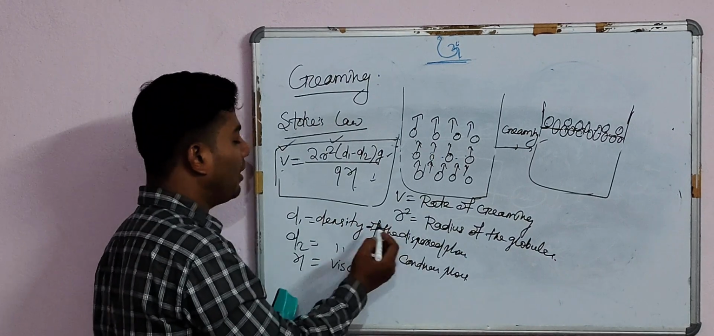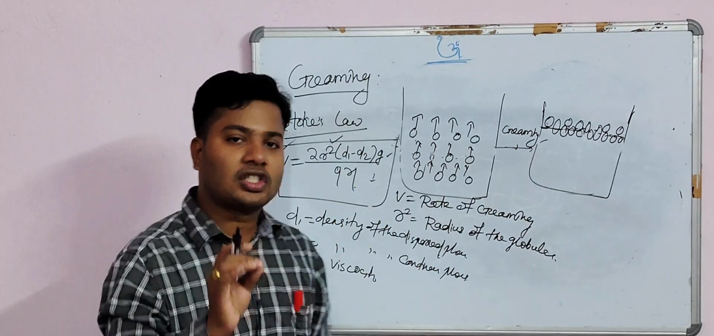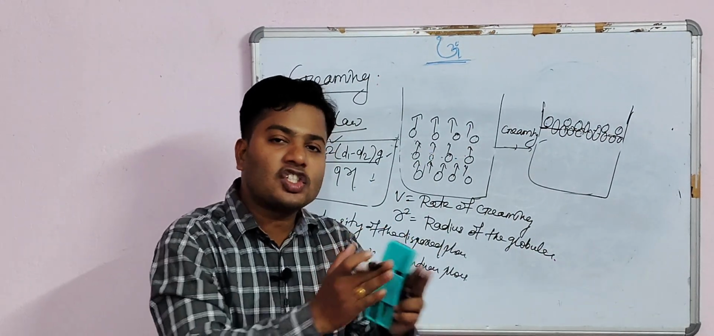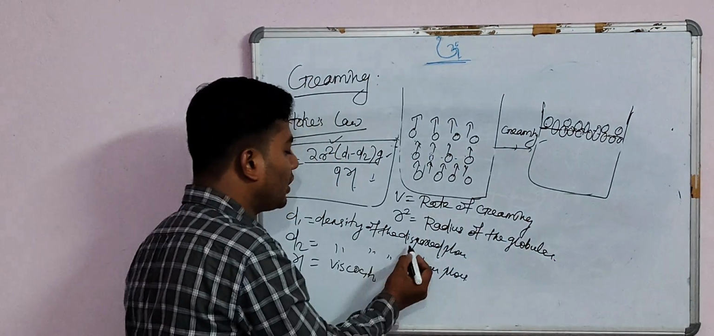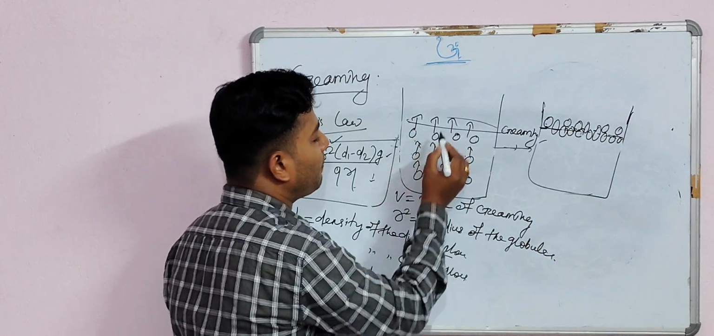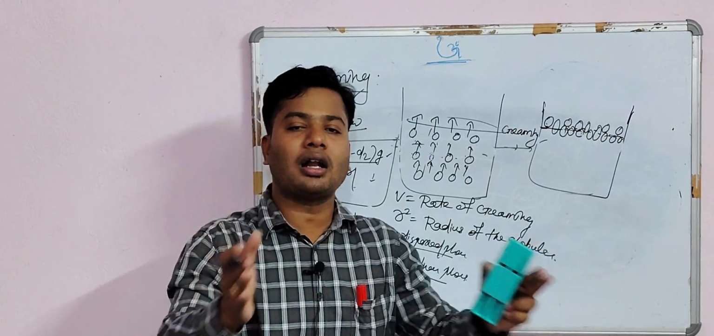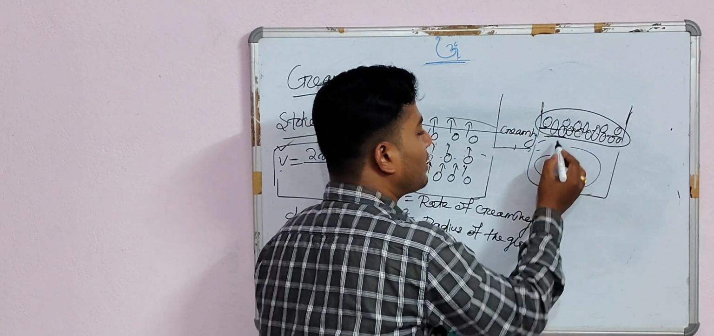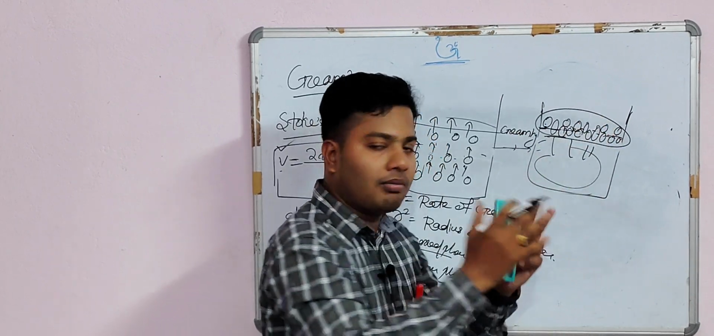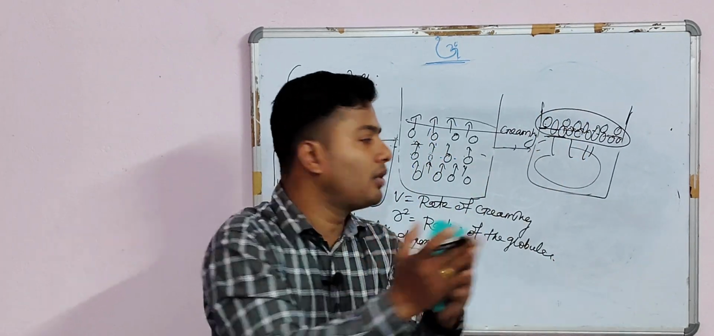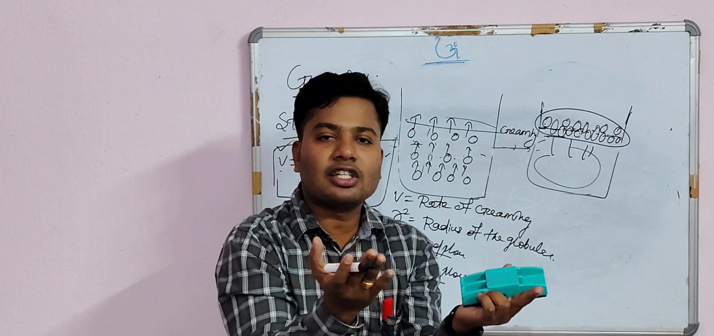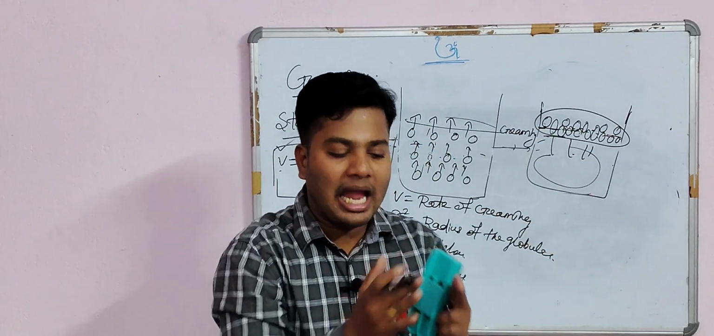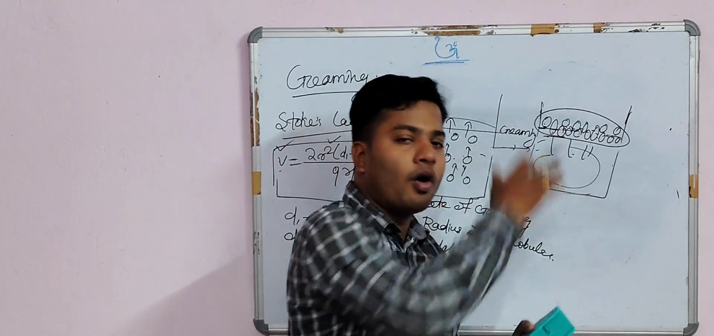Next one is the density of the dispersed phase and the density of the continuous phase. If there is a large difference in density between the dispersed phase and the continuous phase, then definitely the rate of creaming will be more. Here the globules are the dispersed phase and this one is the continuous phase. If the difference is small, then the rate of creaming is decreased. How? If the difference is small, all the globules stay distributed throughout the medium. If the difference is large, all the globules move in the upward direction.